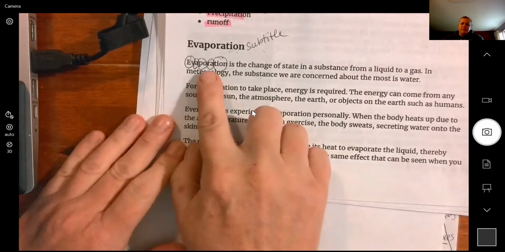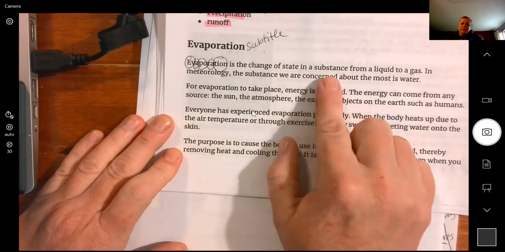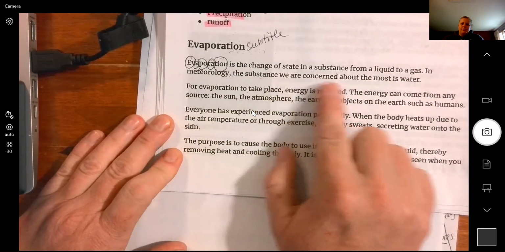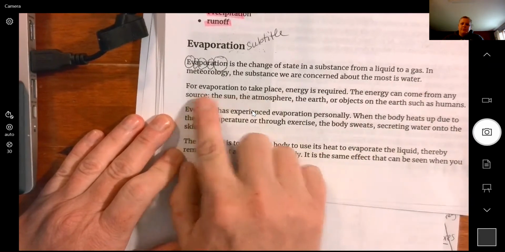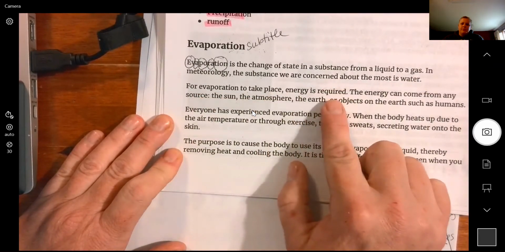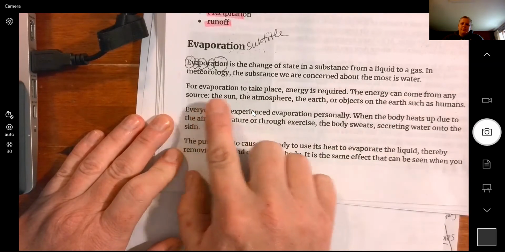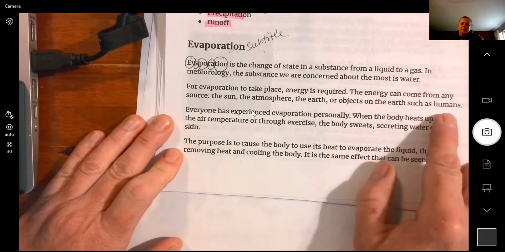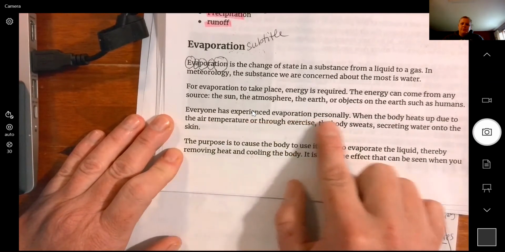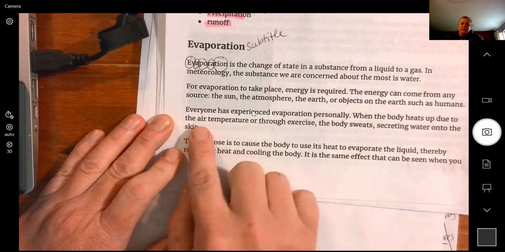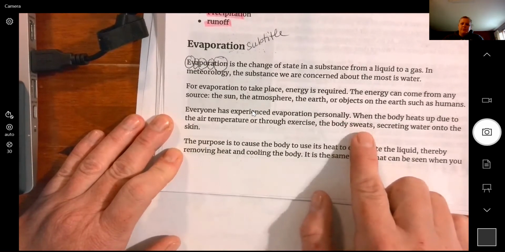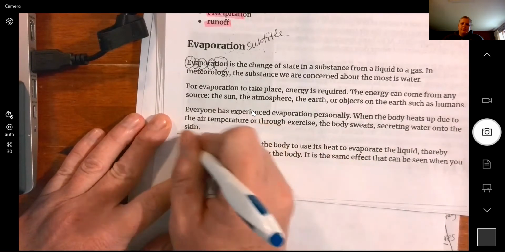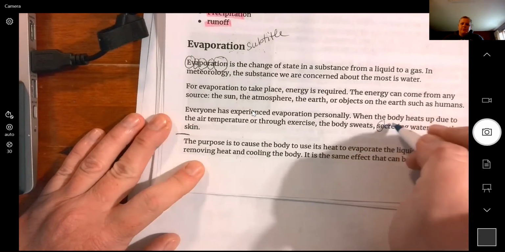All right. Evaporation is the change in a substance from a liquid to a gas. In meteorology, the substance we are concerned about the most is water. For evaporation to take place, energy is required. The energy can come from any source, the sun, or objects on the earth. Everyone has experienced evaporation personally, when the body heats up due to the air temperature or through the body secreting water onto the skin. I'm going to pause here. A great word I didn't get. Secreting.